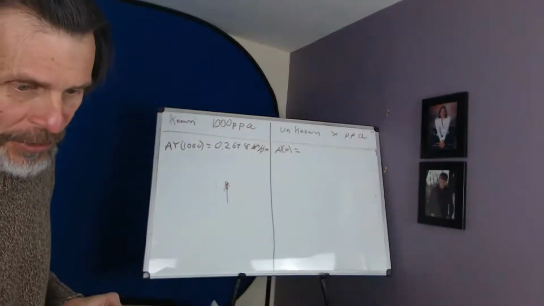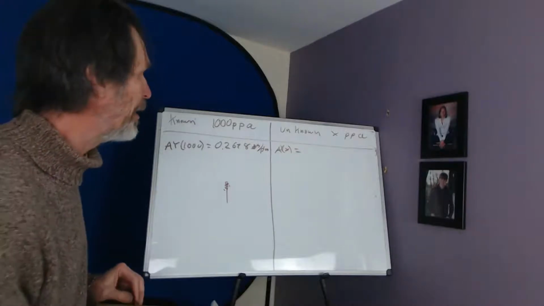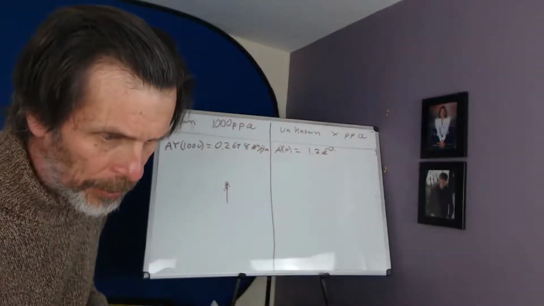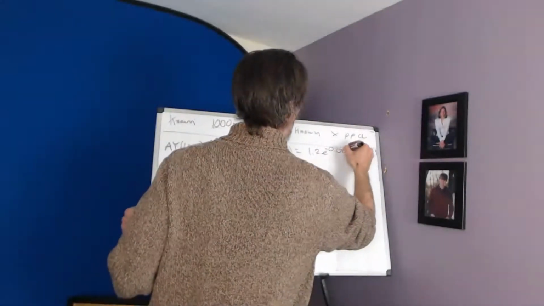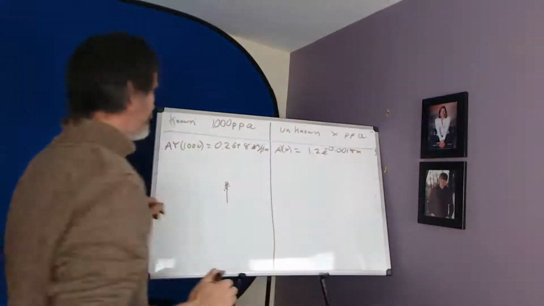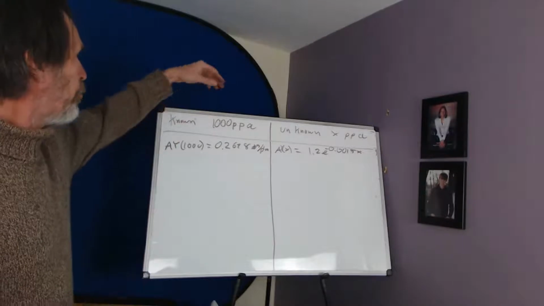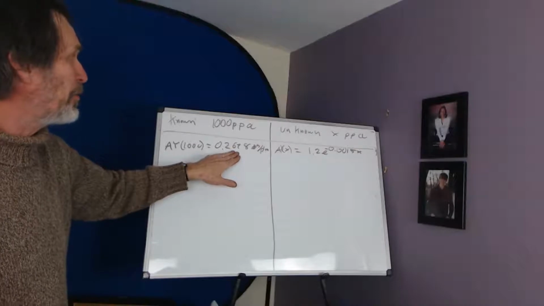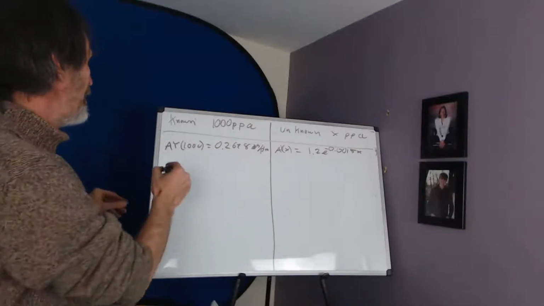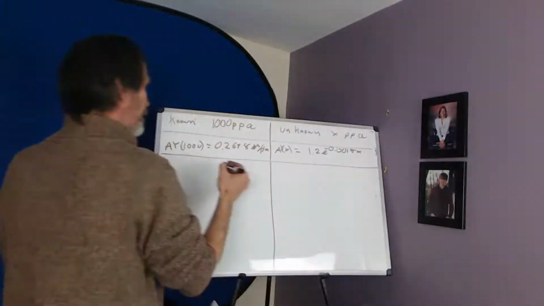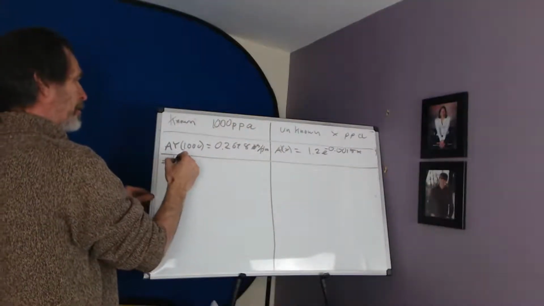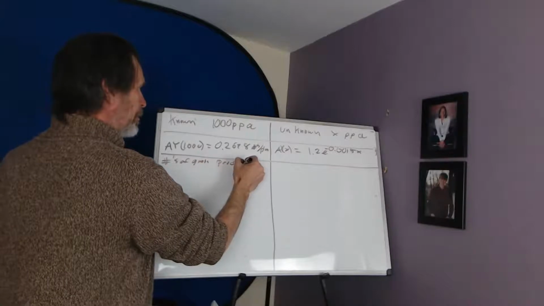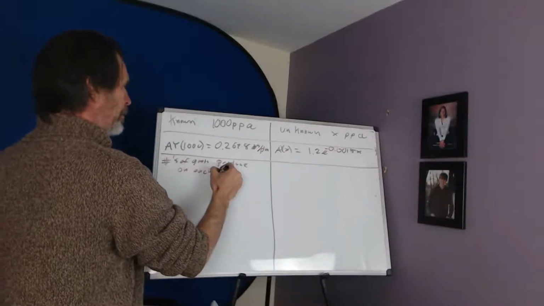AY of x, the general case, is just whatever that function is, 1.2 e to the negative 0.0015x. So now we have to analyze what this is. Okay, we're putting in 1,000 plants on every acre, and each plant is going to produce that many pounds of cereal grain. So how many pounds of grain will we produce on each acre?